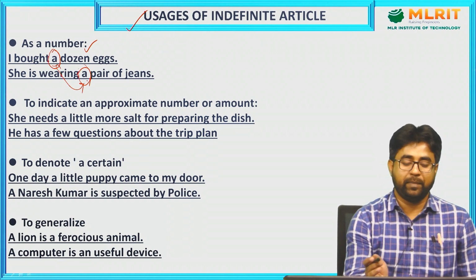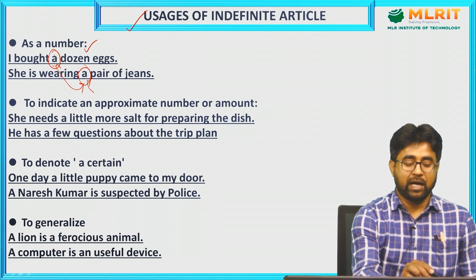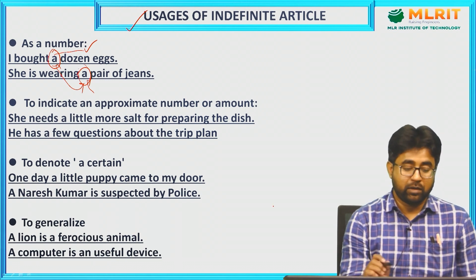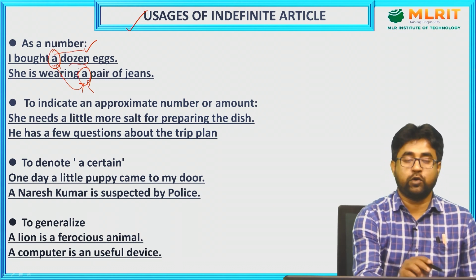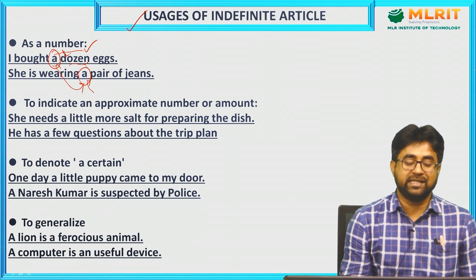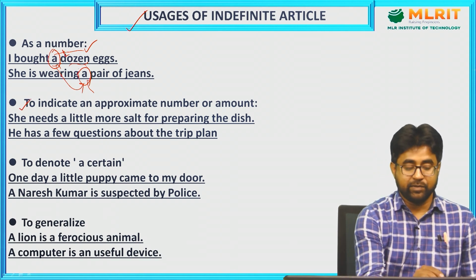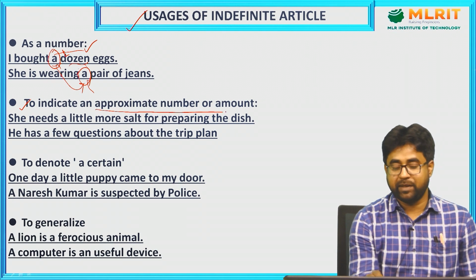How many pairs of jeans? One pair of jeans. How many eggs did I actually buy? A dozen, not two dozen, a dozen, one. So it is indicating a number. Second usage, to indicate an approximate number or amount.